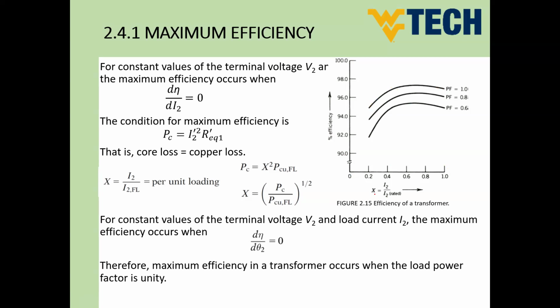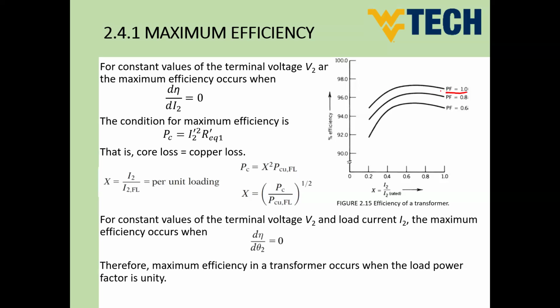So loading condition is X, which is I2 divided by I2 rated, or I2 prime divided by I2 prime rated, whatever the side of the transformer. So this is X, or per unit loading. We care about from no load to full load, so from 0 to 1. Assume that we are working at a power factor of unity, the first curve here.